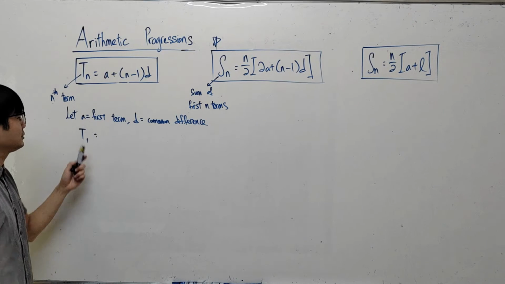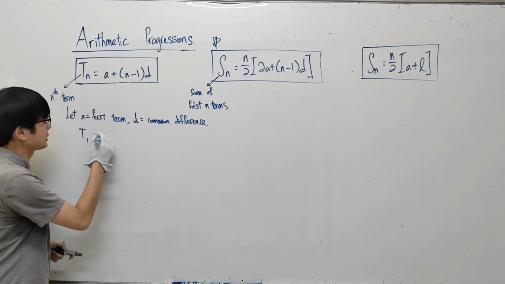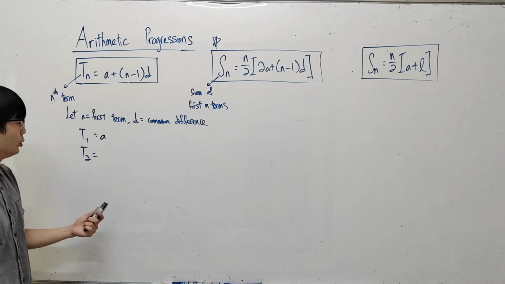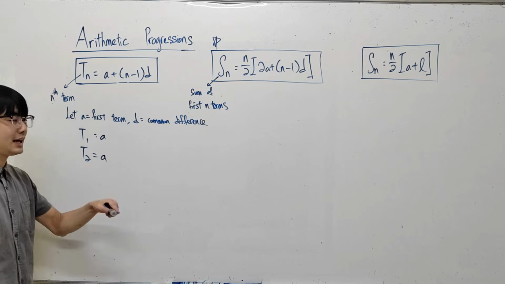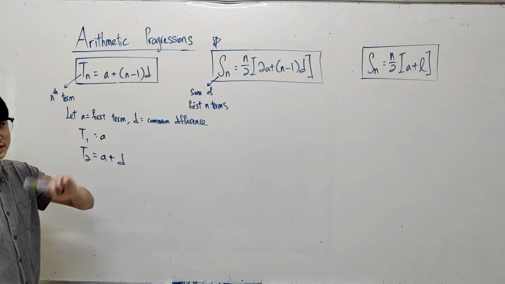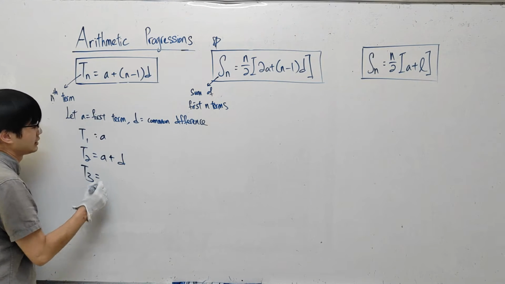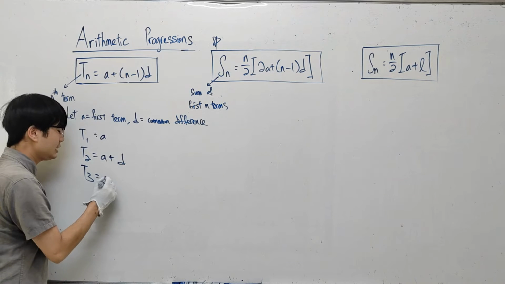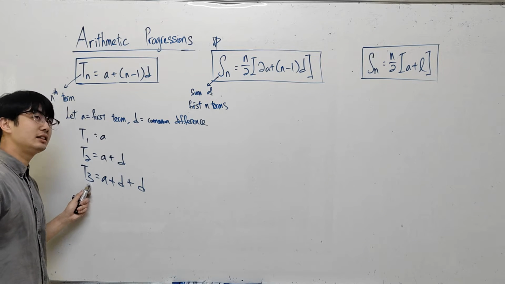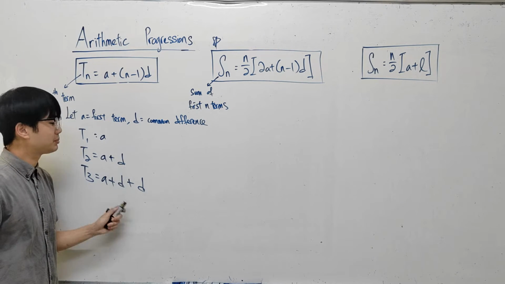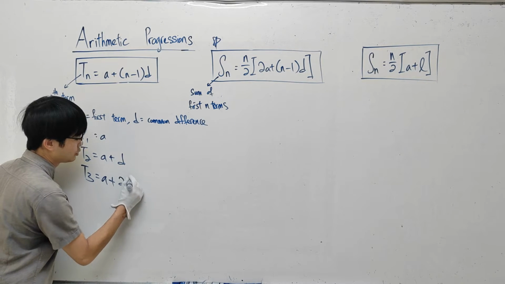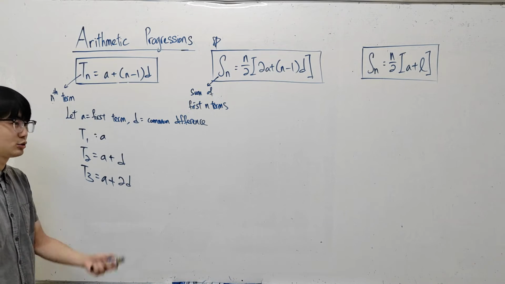The first term will be a because I already let a be the first term, so T1 will be a. Then what about T2? T2 will be the first term a plus d. So to get the second term, you take the first term plus d. Then what about T3? T3 will be a plus d plus d. Do you agree? Because T3 is the previous term, which is a plus d, plus d one more time. And you can also write this as a plus 2d, because d plus d means 2 times d, right?